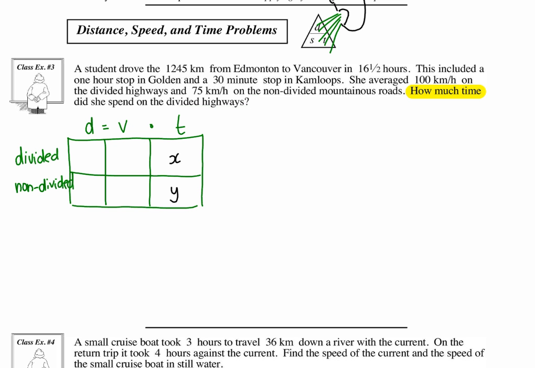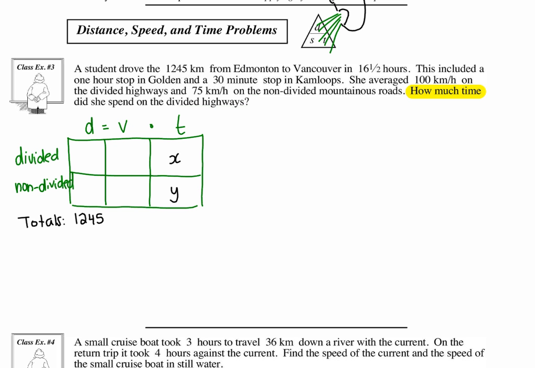Now, a student drove 1,245 kilometers from Edmonton to Vancouver in 16 and a half hours. Now, they gave me a distance and they gave me some information about time. Does that specifically talk about time on divided and time on non-divided? No, what do those represent? Totals. Do you agree that those are totals? So, a student drove from Edmonton to Vancouver, total distance, right? If you don't have a spot for it, it's probably a total, it's going to go at the bottom.